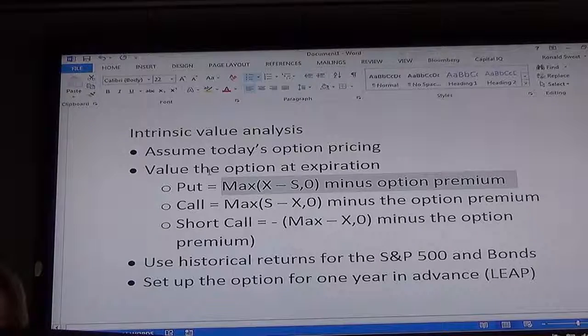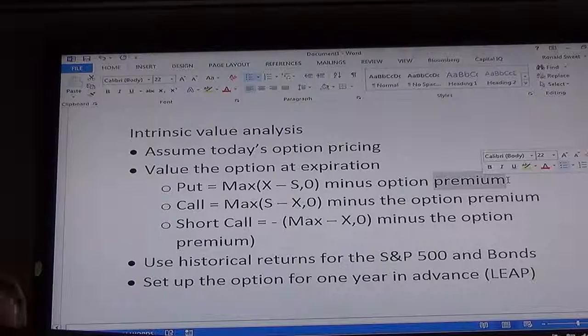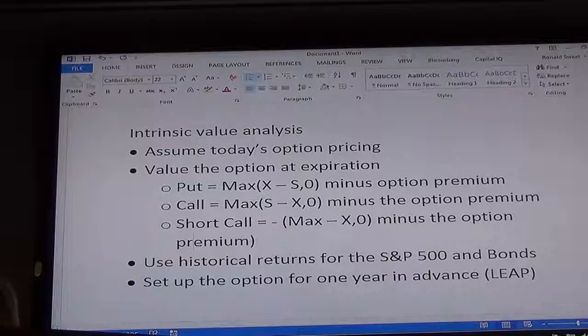Now, what's the one confusing factor? The premiums are assuming you're buying 100 contracts, so you have to multiply everything by 100, but we'll get that math built in. Same thing with the calls. So what does that mean that you need?